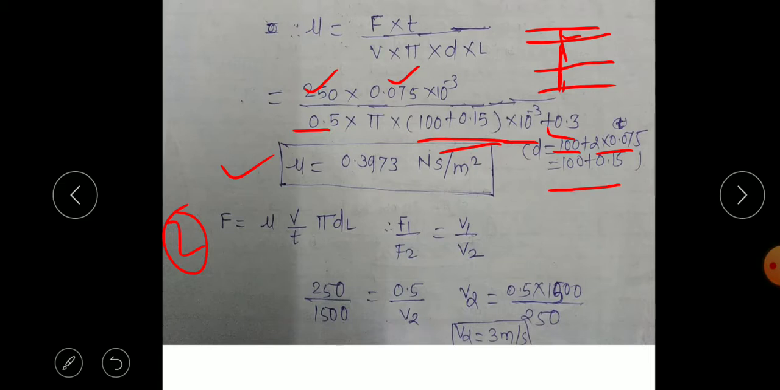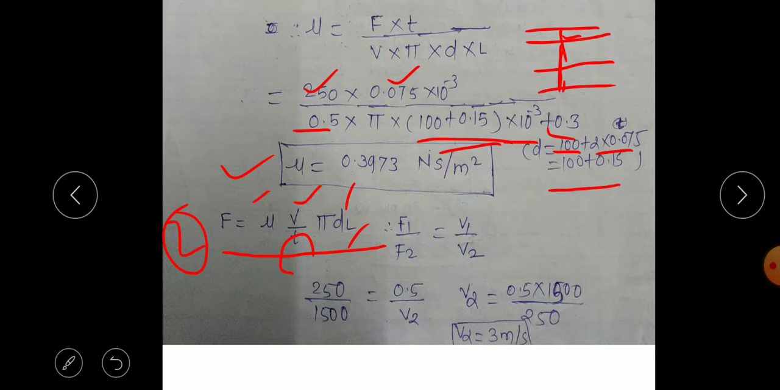So we can write the formula again. Force is equal to mu v by t, pi d l. In this, the gap is the same, so t is same, length is same, and the diameter is the same. So the viscosity of the oil will be the same. So the variable will be the velocity.